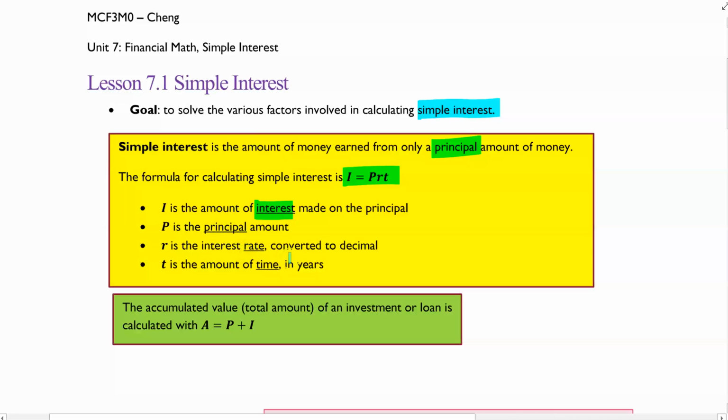R is the interest rate converted to a decimal, right? Rates are typically given as a percentage, so you're going to have to divide it by 100 to turn it into a decimal. That's very important. And then T is the time, and that has to be expressed in years. We're going to go through what to do when converting things to decimals and converting things to years, just to make sure you're okay with that.